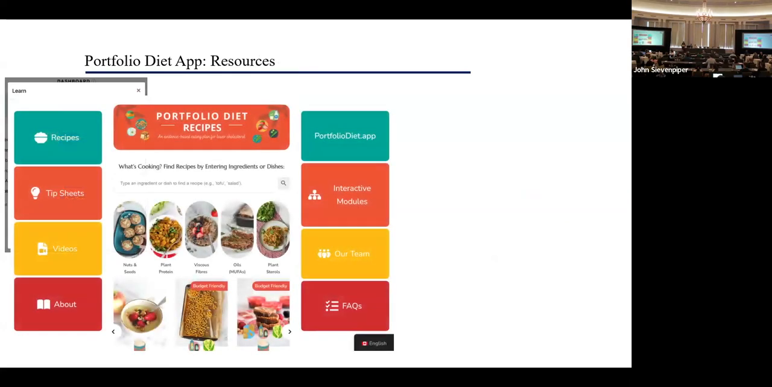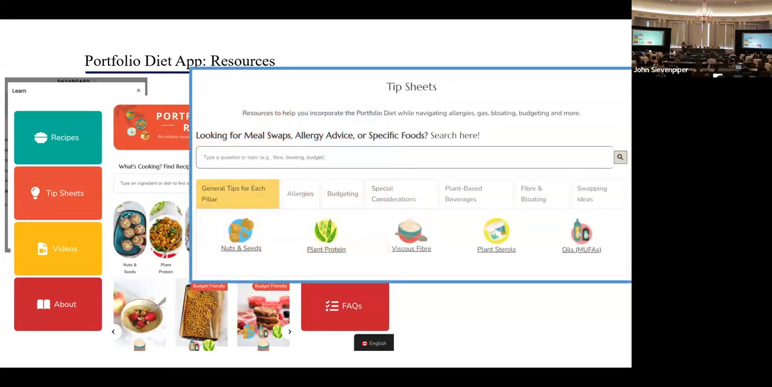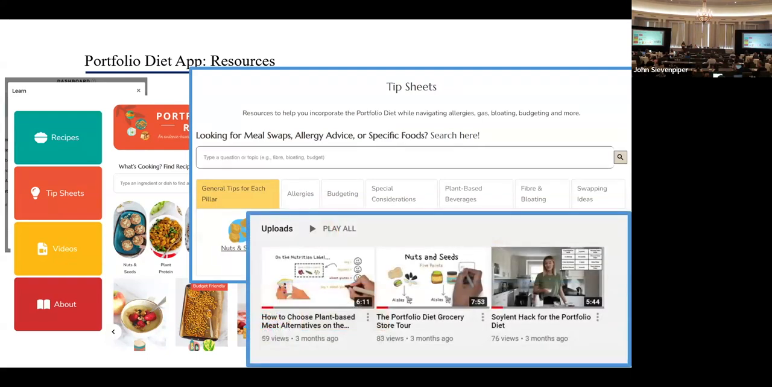We've got a variety of resources available on the website as well. So we have a variety of tip sheets, not only just helping to educate on the pillars, but also thinking about budgeting, if there's budget constraints, any other like special considerations, if there's allergies. Even if you have an allergy to a nut, it doesn't mean you can't follow the portfolio diet, but there's guidance to help with navigating different types of allergies, as well as fiber and bloating, because the portfolio diet is high in fiber. And then there's a lot of videos that help, and we use different types of videos.